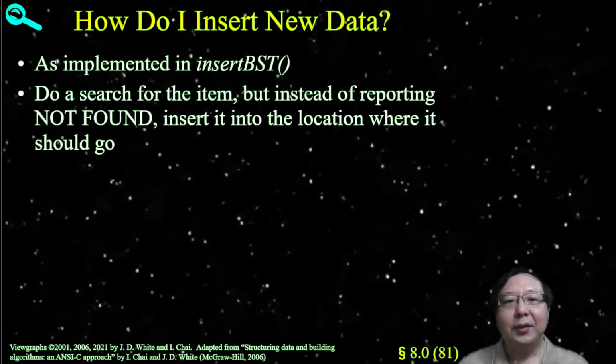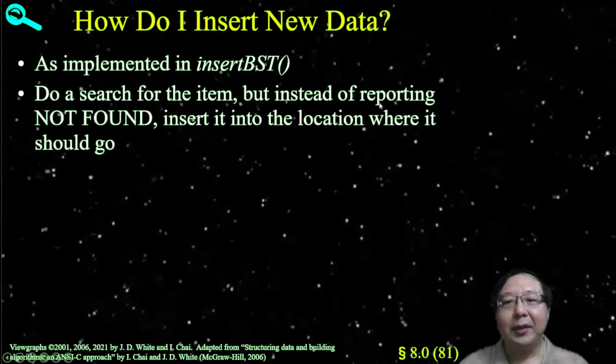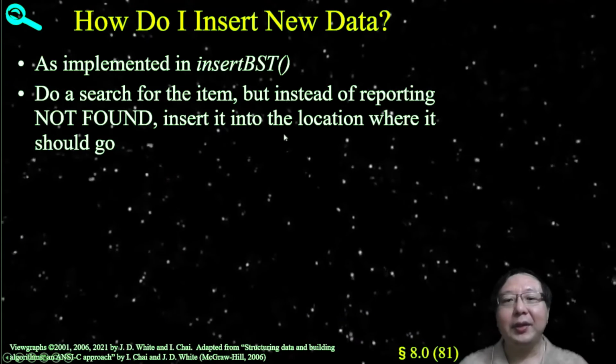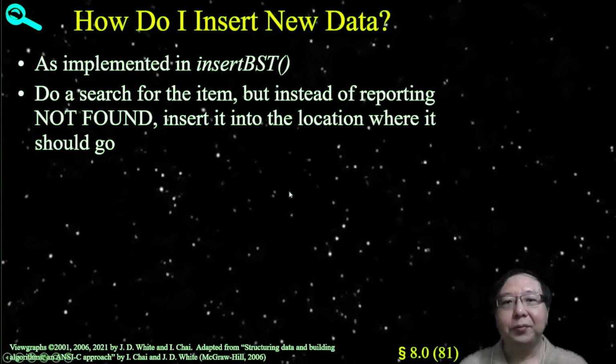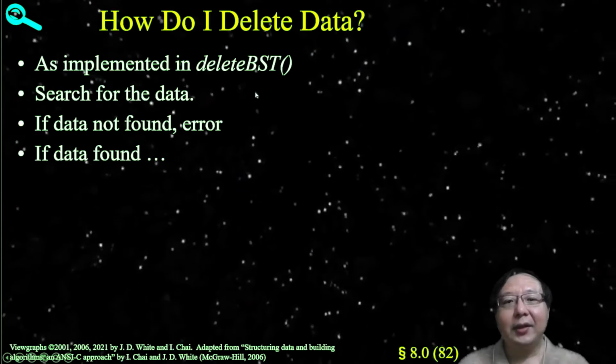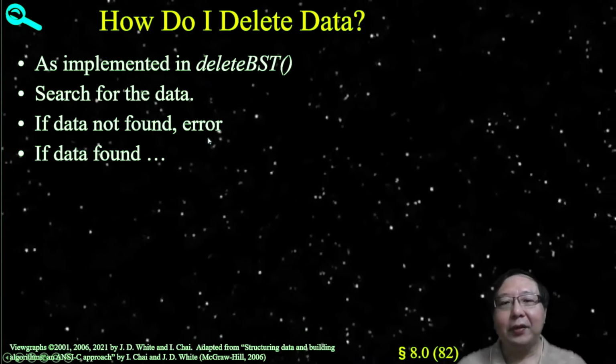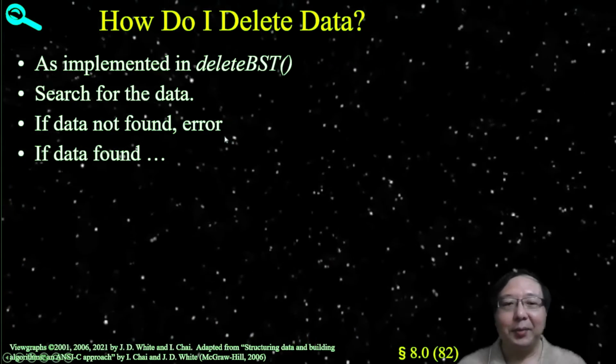How do I insert new data? As we implemented in the insert BST, we search for the item, but instead of reporting that it's not found, we insert it into the location where it should go. And how do I delete data? As implemented in the delete BST, we search for the data. If the data is not found, then we give an error saying you can't delete something that's not there.